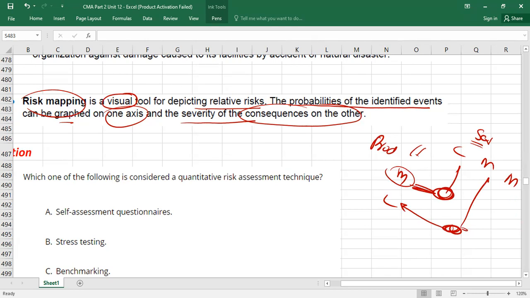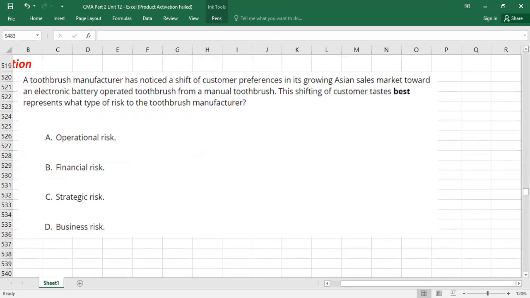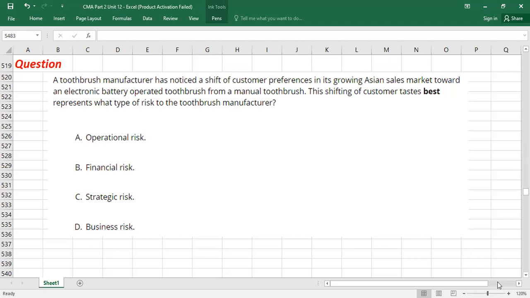Okay, guys. So now I'm just going to show you one question here. Let's have a look at this question. Actually, you should go through this question, guys, please. So they're saying a toothbrush manufacturer has noticed a shift of customer preferences. I told you that is always going to be part of strategic risk, because change in customer demand is a strategic level risk. Maybe you are producing wrong products which are not preferred by the customers.